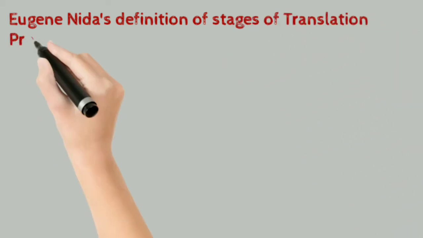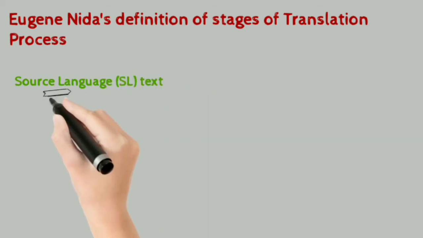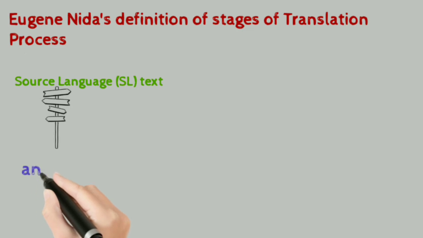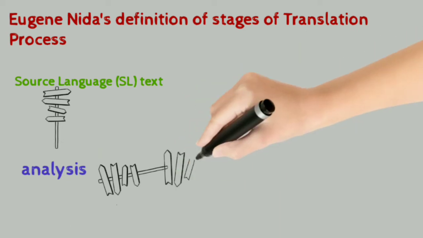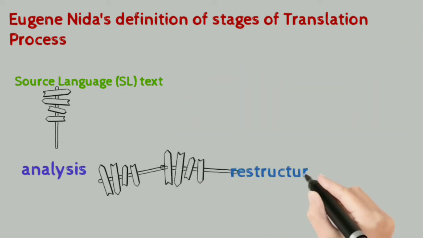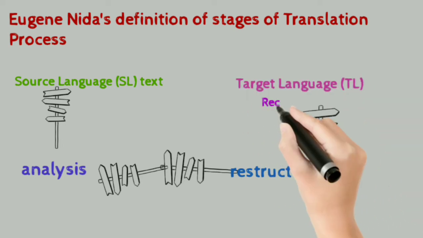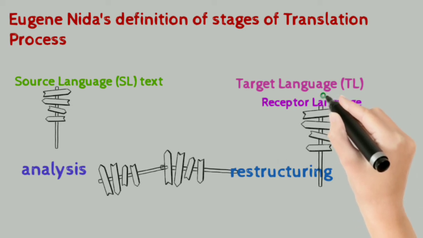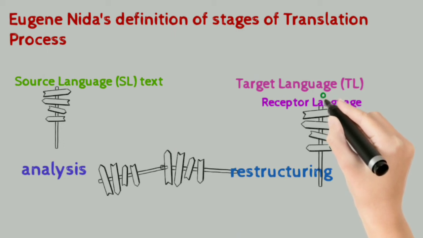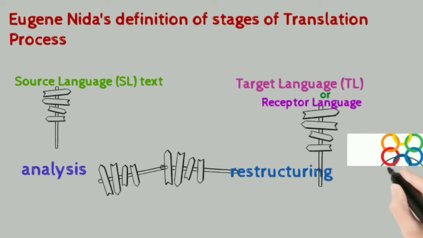So, Nida's translation definition of the stages of translation, how the process goes on. The source language, that is the SL text, is analyzed. After this analysis, when we translate into another language, we analyze the word and text, and then restructure it into the other language, called the target language or receptor language. So: source language, analysis, restructuring, target language. We change one language to another language. This is the basic process according to Nida.